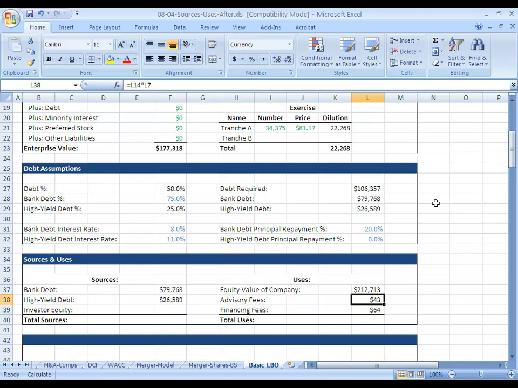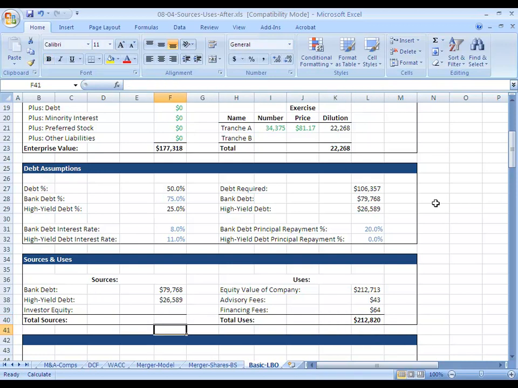Oftentimes in LBOs, the financing fees are significantly higher than the advisory fees just because of what I just spoke about: the percentage is always going to be higher and the amount of debt might be lower than the equity purchase price, but often the percentage is so much higher that it makes up for having a lower balance in the first place. For the total uses, we're just going to sum these up. So we have 212.8 billion here. And now for the investor equity.